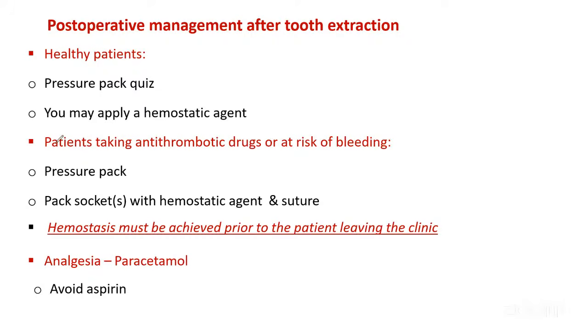The second group is patients taking antithrombotic drugs or at risk of bleeding, those with systemic conditions such as coagulation disorders, or those taking antithrombotic medication. So a pressure pack might not be the only option that we need to apply in these patients. It is a good idea, fundamental, that we apply extra measures to prevent the bleeding. So you can apply a pressure pack, or you can pack the socket with hemostatic agent and suture.